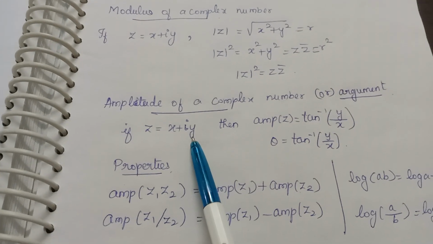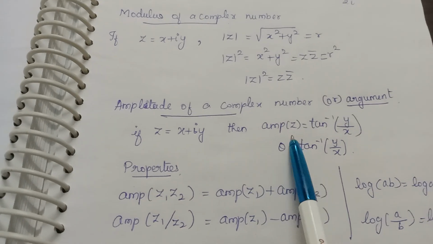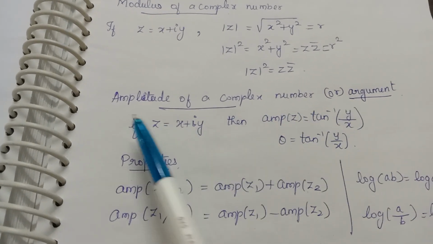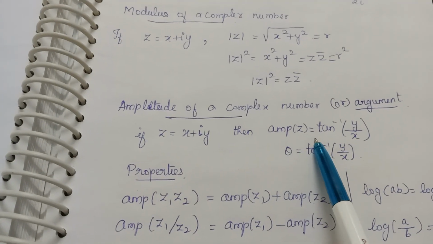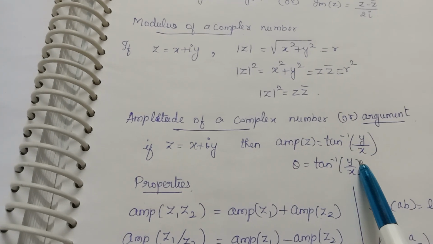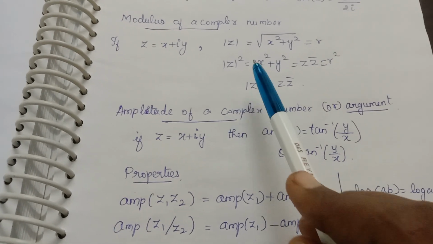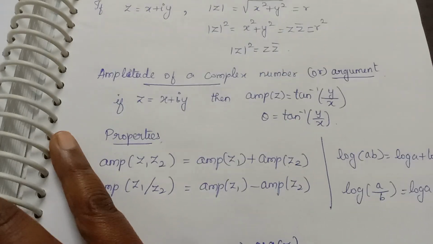So if z equal to x plus iy, then its amplitude or argument is written as either AMP or ARG, first three letters. Amplitude of z is equal to, the formula is tan inverse of y by x. That is, theta equal to tan inverse of y by x. So these two things determine a complex number in the plane.